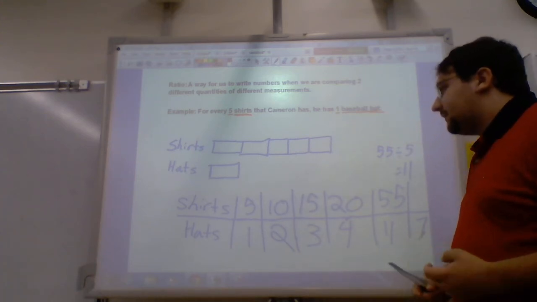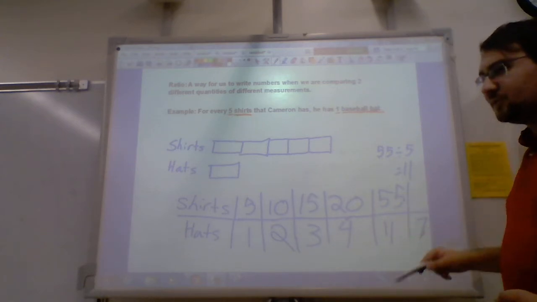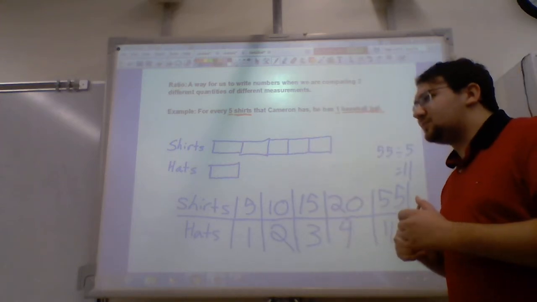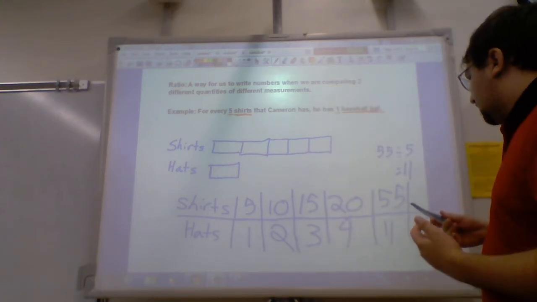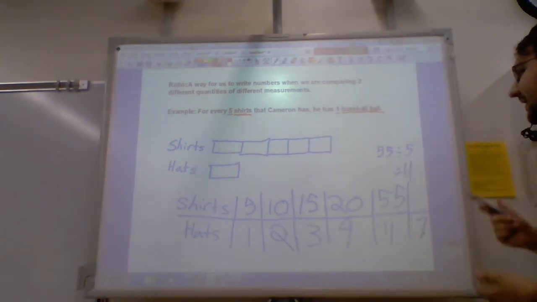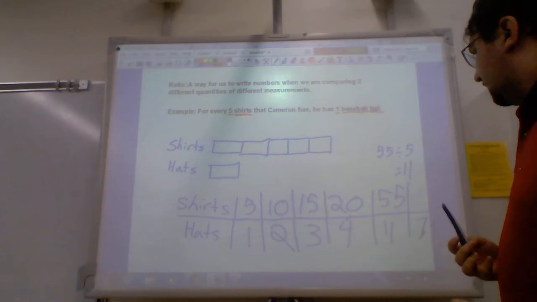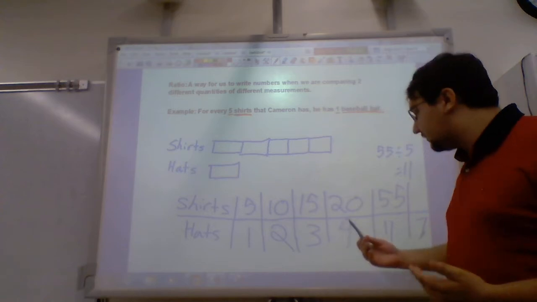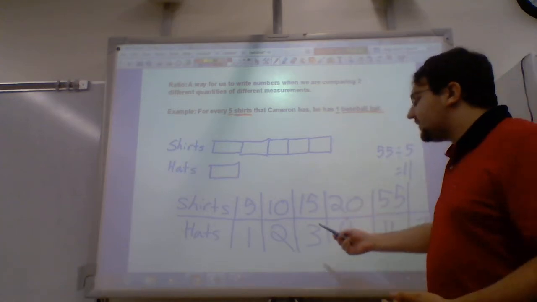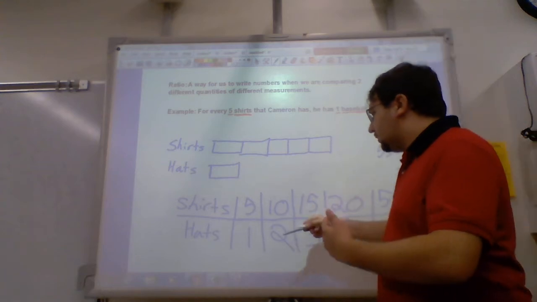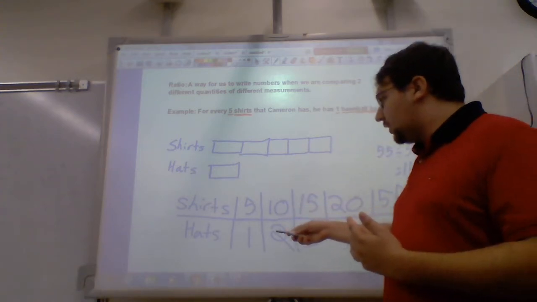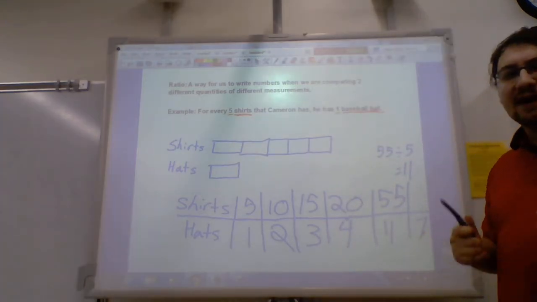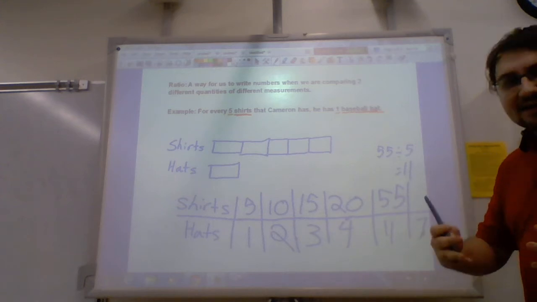Well, in order to go from his shirts to his hats we divided, so maybe to go the opposite way we need to do the opposite of division. Opposite of division, well that's multiplication, right? So let's see if that works for over here. 4 times 5, well that gives us 20, that works. 3 times 5 gives us 15, that works. 2 times 5 gives us 10, that works. 1 times 5 gives us 5, that also works. We can even do this with this one. 11 times 5 gives us 55. So it looks like that's working.